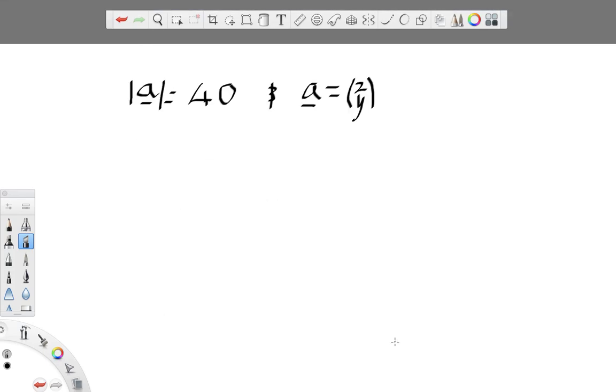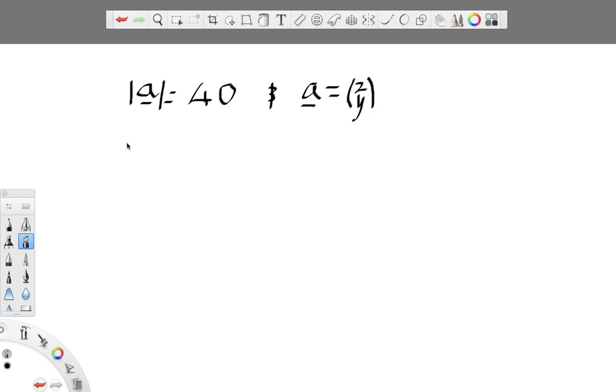With this problem, we're given the magnitude. So the magnitude of the vector A is equal to 40. So the size of the vector is equal to 40. And then we're given that A is equal to 2, which is the horizontal component, and Y, which is the vertical component. So we don't know that, so we've got to work out the value of Y. Well, how do we do that?